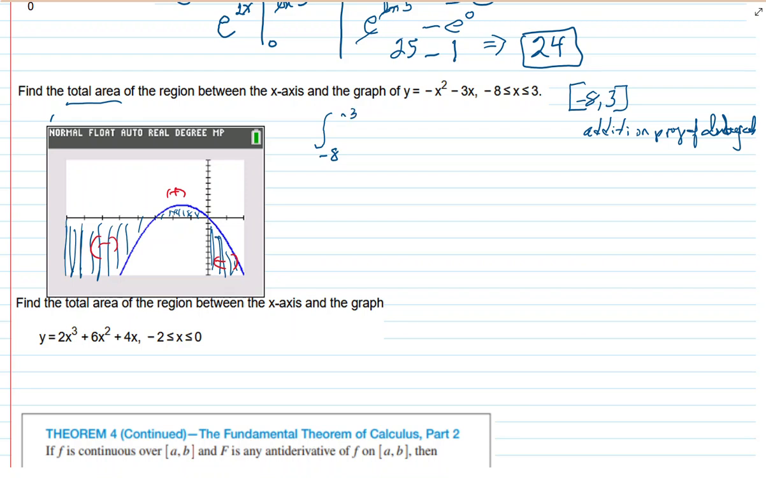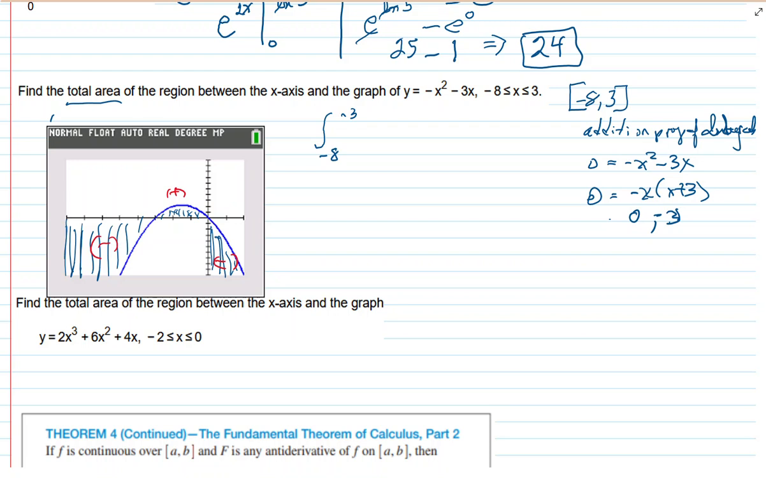Well, how would I get that if I didn't know it? Well, we would set 0 equal to -x² minus 3x. I would factor out a -x and get x minus 3. Set them to 0, so this one's 0 and this one is a positive 3. I'm sorry, this is a -3. Sorry about that. So my critical numbers are -3 and 0.